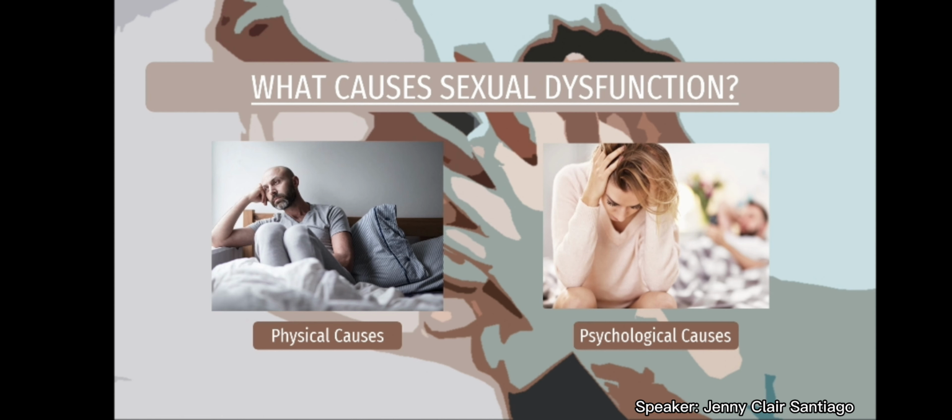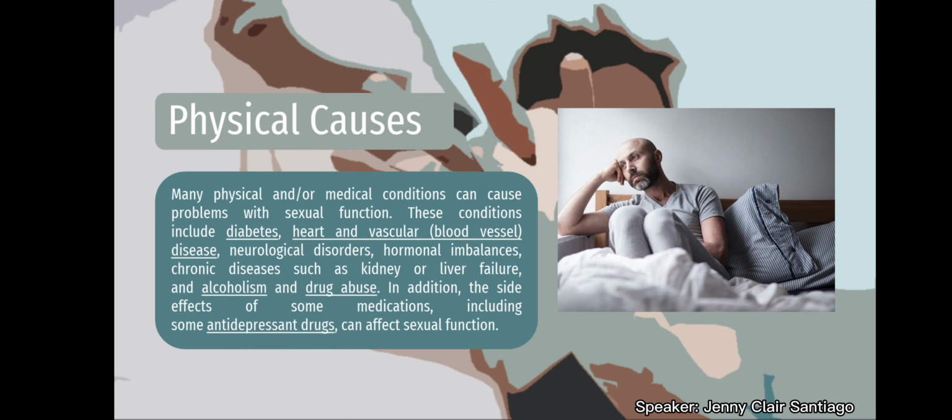What causes sexual dysfunction? There are physical causes and psychological causes. Physical causes: many physical and or medical conditions can cause problems with sexual function. These conditions include diabetes, heart and vascular blood vessel disease, neurological disorders, hormonal imbalances, chronic disease such as kidney or liver failure, and alcoholism and drug abuse. In addition, the side effects of some medications, including some antidepressant drugs, can affect sexual function.